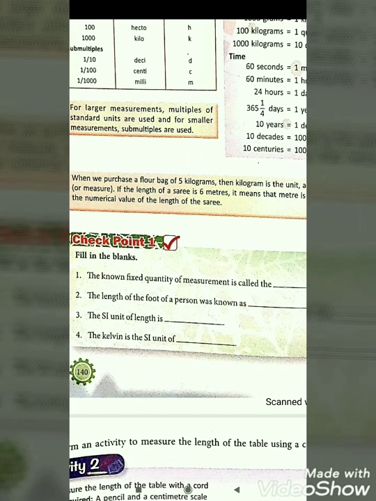Checkpoint 1 says fill in the blanks. First question is: the known quantity of measurement is called the. Remember students, yesterday I told you about measurement. Measurement is comparing an unknown quantity to a known quantity. So here he is asking about that known quantity. What is that known quantity called? It is called a unit.